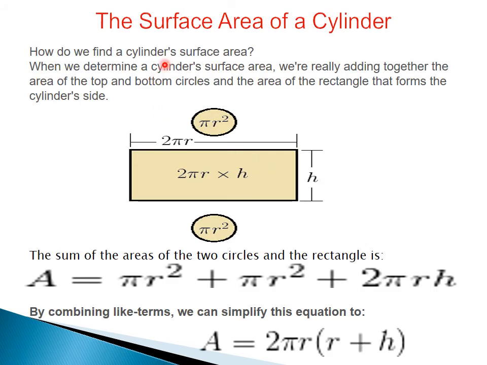Let's see the example. Here we have the surface area of a cylinder: 2 pi r, plus 2 pi r into h, where h is height, plus pi r square. By combining we will get A equal to 2 pi r bracket r plus h. This is the formula for the surface area of a cylinder. You have to memorize this one.